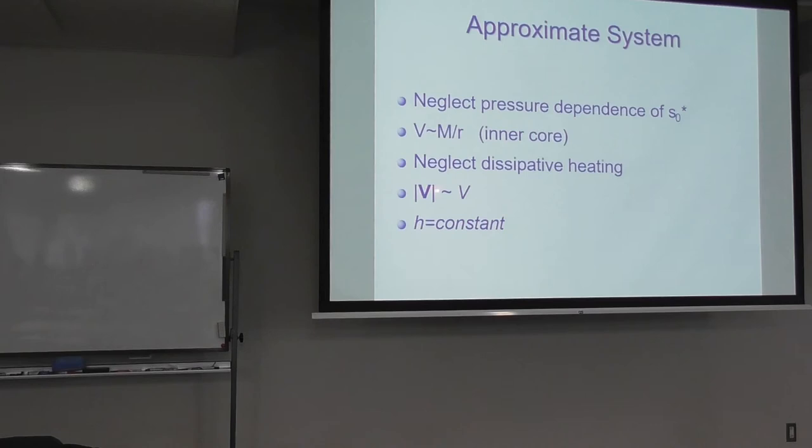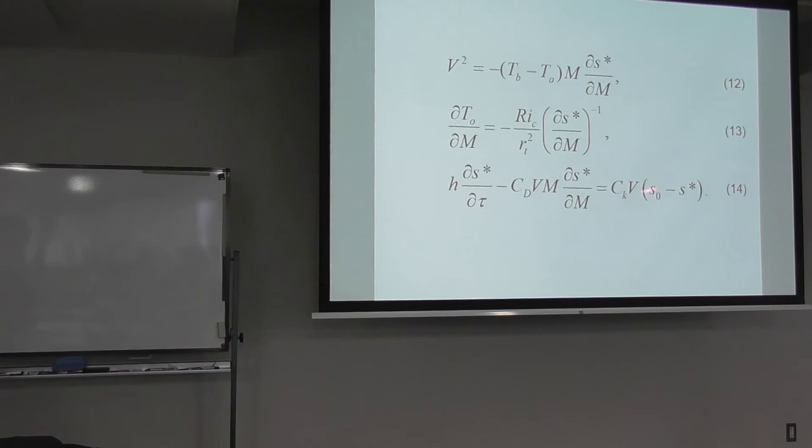I'm going to approximate the absolute value of the surface wind by the gradient wind, and I'm going to take the depth of the boundary layer to be a constant. That's also true, by the way, of the numerical model. In fact, both these last two things are made in the numerical model. So with those approximations, I have this system now.